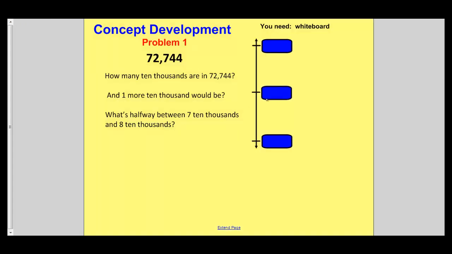Okay, so today we're still using this vertical number line, and we're taking a look at the number 72,744. We're going to round it to the 10,000s place. So we're going to ask ourselves how many 10,000s are in 72,744. When I look at this number, there's a 7 in the 10,000s place. So that means that there are 70 thousands in 72,744. And then I'm going to say, what's one more 10,000? And that would be 80,000.